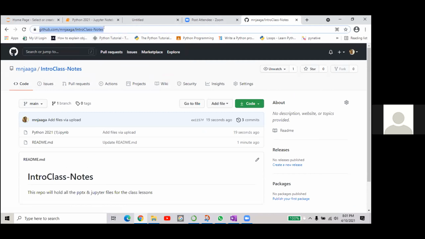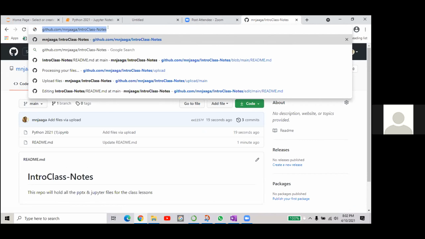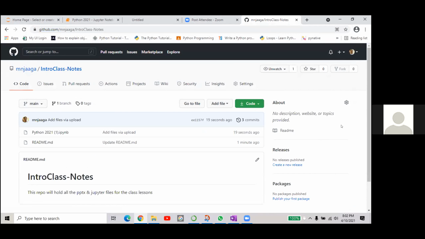And when George says to send the email, this is the link you actually send to his email. You just copy this link, attach it to your email, because then it will point him to the intro class and not anywhere else in GitHub.